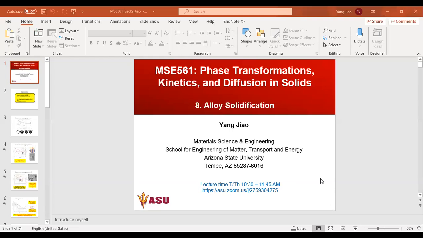Because this is solidification in the pure system, why do we talk about the pure system first? Because it is relatively easier, right? When we talk about solidification and growth, we just need to worry about the isotropic free energy, and also we only need to worry about the heat, right? Because for a pure system, you don't have any solutes diffusing around. And as we understand this system, we are now going to move to a more complex system, which is the alloy system.